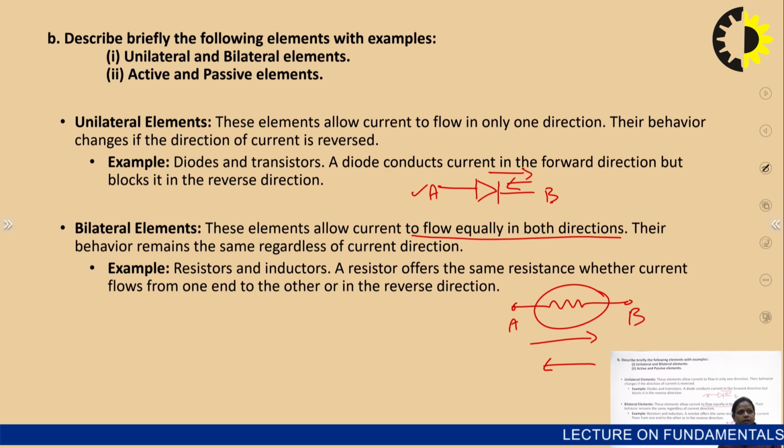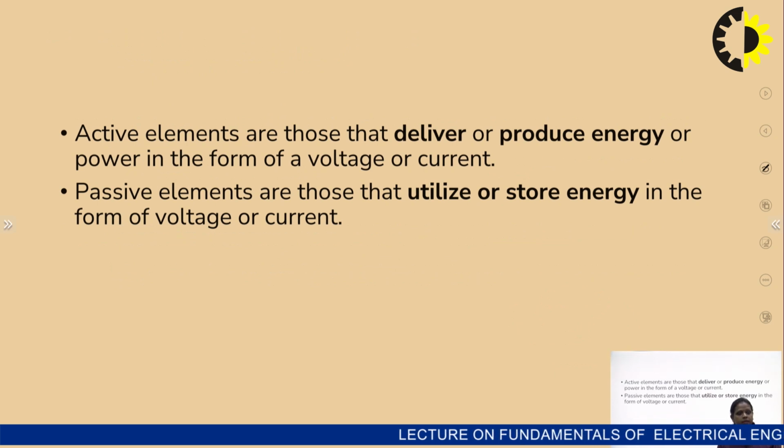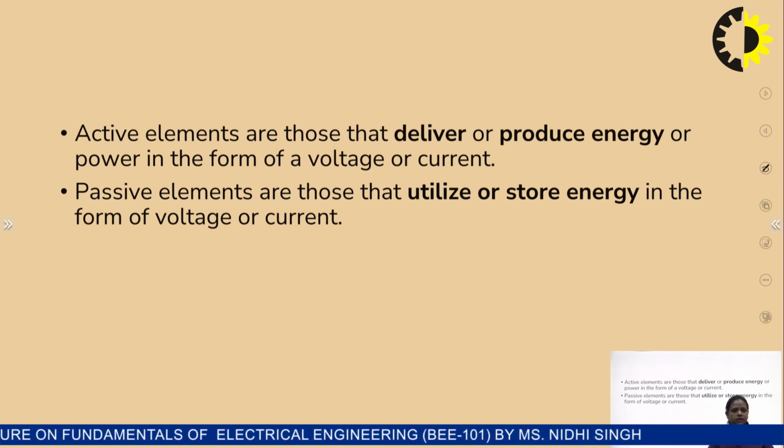Now the next part is active and passive element. What are active elements and what are passive elements? Active elements are those elements that deliver or produce energy or power in the form of voltage or current. So active elements are those which can provide energy to the circuit, like voltage source or current source. Batteries are a good example. They provide energy to the circuit.